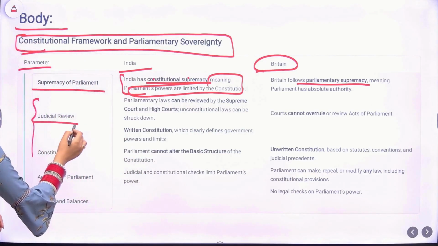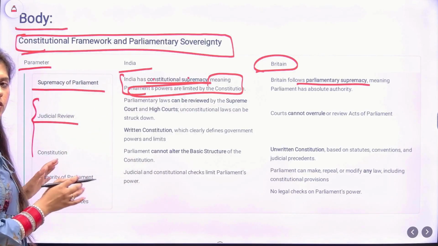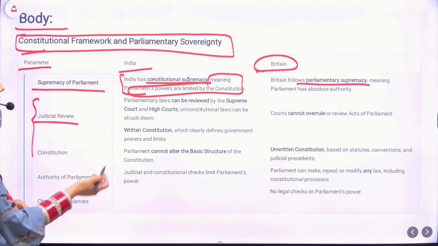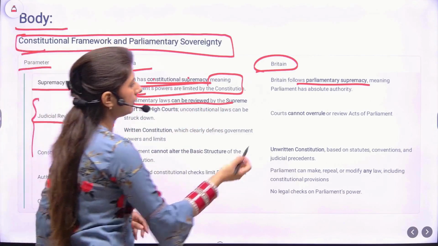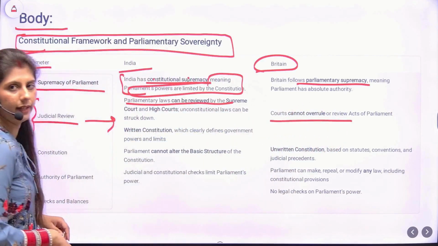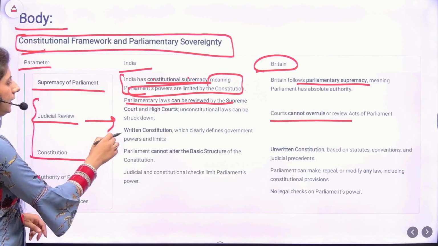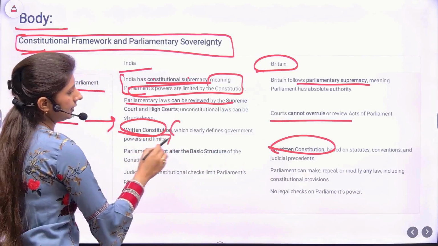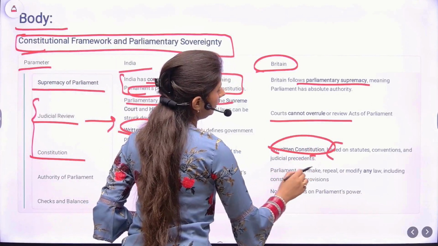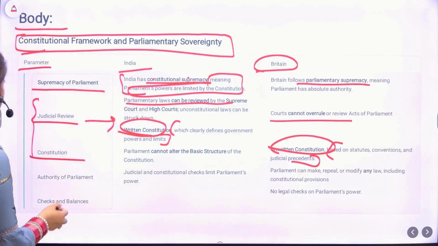Next up, judicial review. We have already discussed it earlier, so we are just focusing on the structural part. In front of it, you will write: parliamentary laws can be reviewed in India, courts cannot overrule in Britain; constitution, written constitutional here, unwritten constitutional there. This can be written, this can be skipped, depends on your word limit.